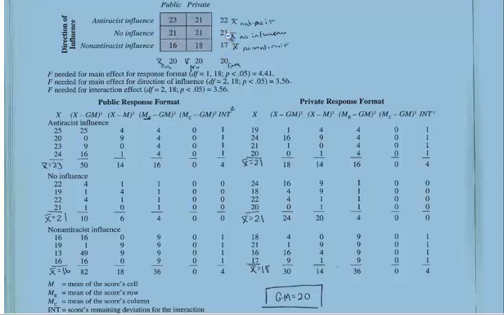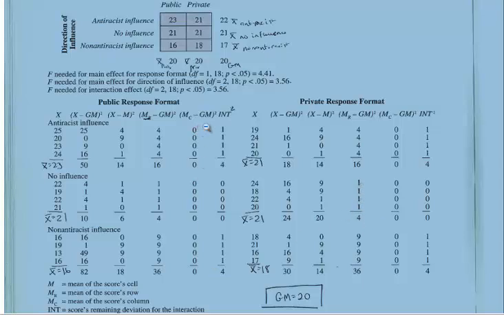This row had a mean of 21. So when we go down to the no influence row, we're going to be subtracting 20 from 21 and then squaring that. So it's going to be 21 minus 20 equals 1 squared. Everybody contributes 1 in this row. So everybody here is contributing a 1, and those are in squared units.